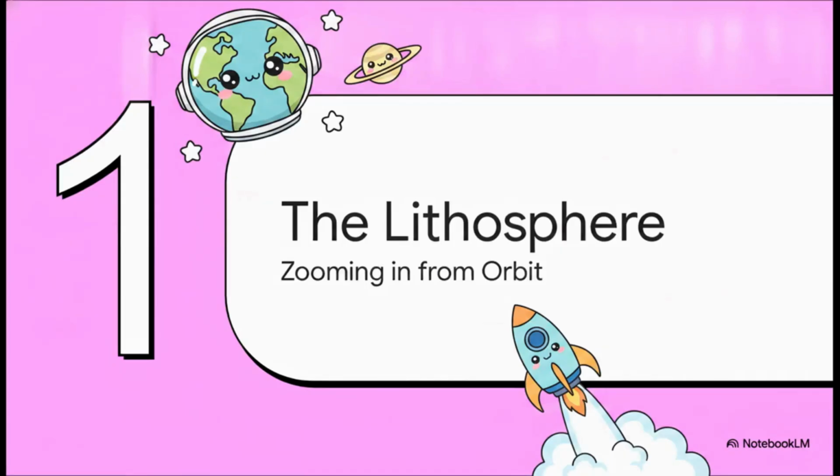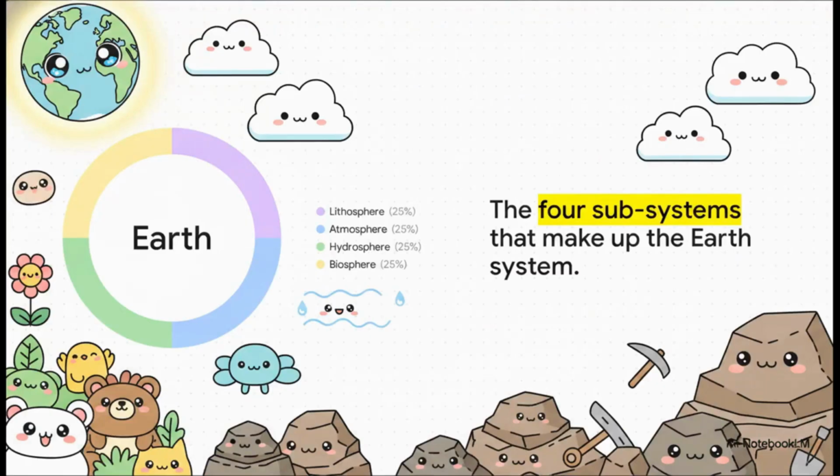All right, Section 1. The Earth's rocky lithosphere, zooming in from orbit. Imagine you're looking at Earth from space. It looks like one big, unified blue marble, right? But it's actually made up of 4 beautifully interacting subsystems. Our planet is totally unique in the solar system because it sustains life, thanks to solar energy, air, and water. These are neatly organized into 4 spheres. We've got the atmosphere, which is our air, the hydrosphere representing all our water, the biosphere encompassing all living things, and the lithosphere, our solid Earth.